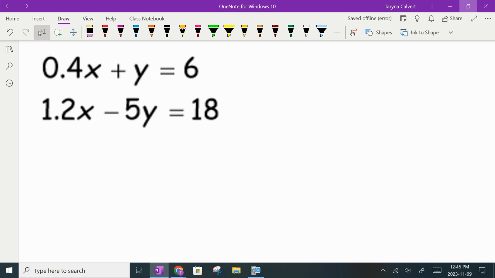Terminating decimals aren't horrible, so we just deal with the decimals. Could you change them back to fractions if you wanted to? Yeah, you could, but that's more work. You can deal with decimals. So do this question exactly the same way as you did all the ones yesterday and the one we did today. You'll probably just use your calculator more.